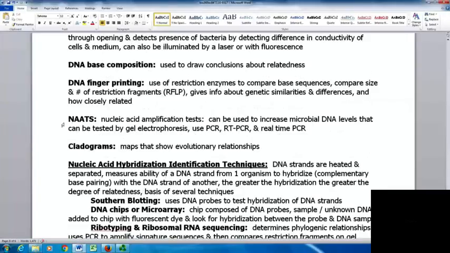The NAATs are nucleic acid amplification tests. These can be used to increase microbial DNA levels that can be tested by gel electrophoresis. These start out using PCR or RT-PCR or real-time PCR. So with these, you can have very small amounts of information, using PCR to amplify the genetic information and then analyze it. Cladograms are a tool that will create a map, and these show evolutionary relationships.